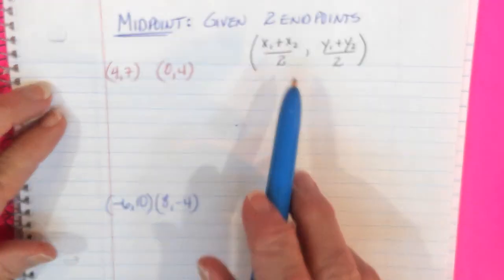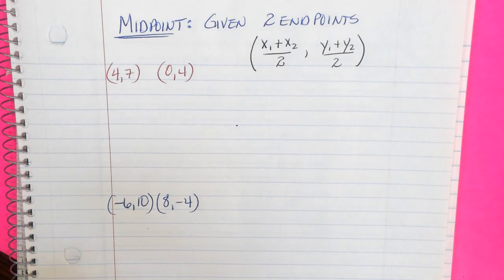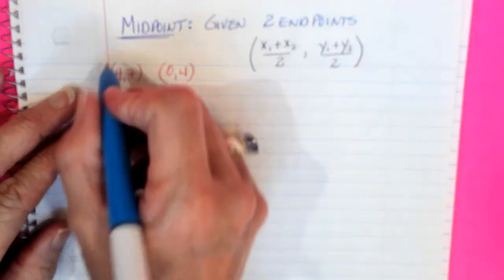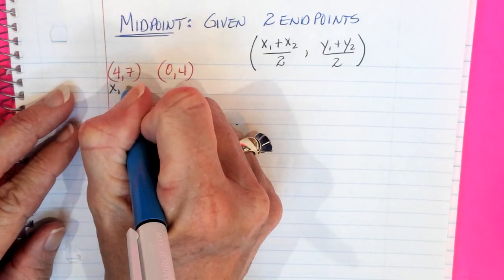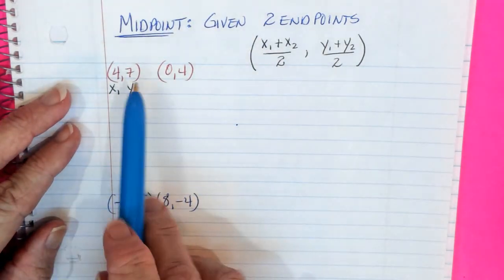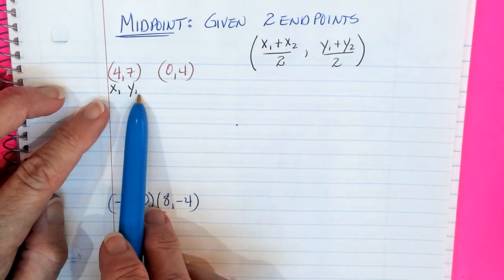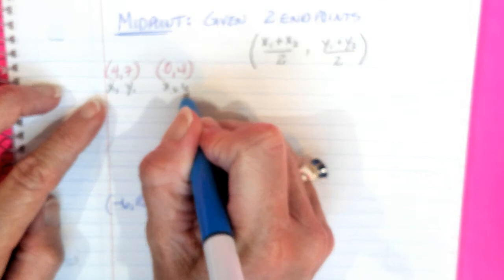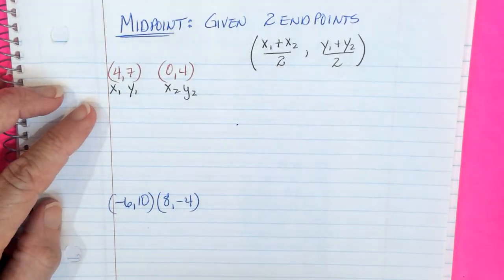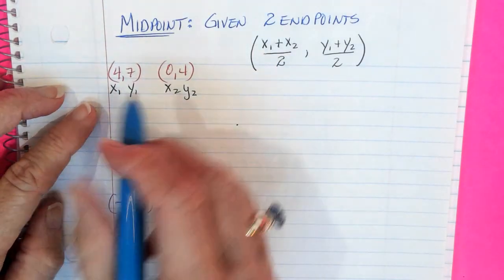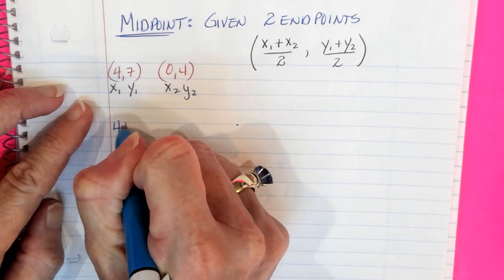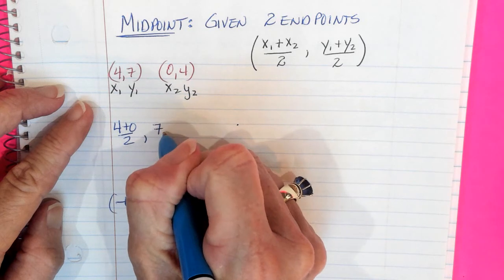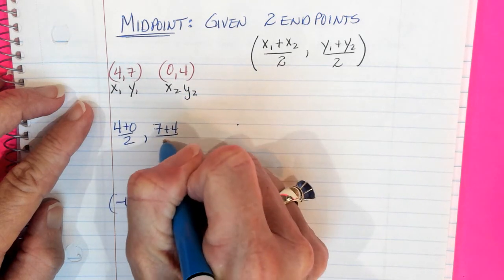So to use the formula, you're going to add the x's together and divide by 2 to get the x coordinate of your midpoint, and do the same with y. So you have to randomly assign one of these points as your first point and call its coordinates x1 and y1. That means the other one has to be your x2 and y2. And if we substitute in, for our x value we will do 4 plus 0 divided by 2, and for our y value we'll do 7 plus 4 divided by 2.